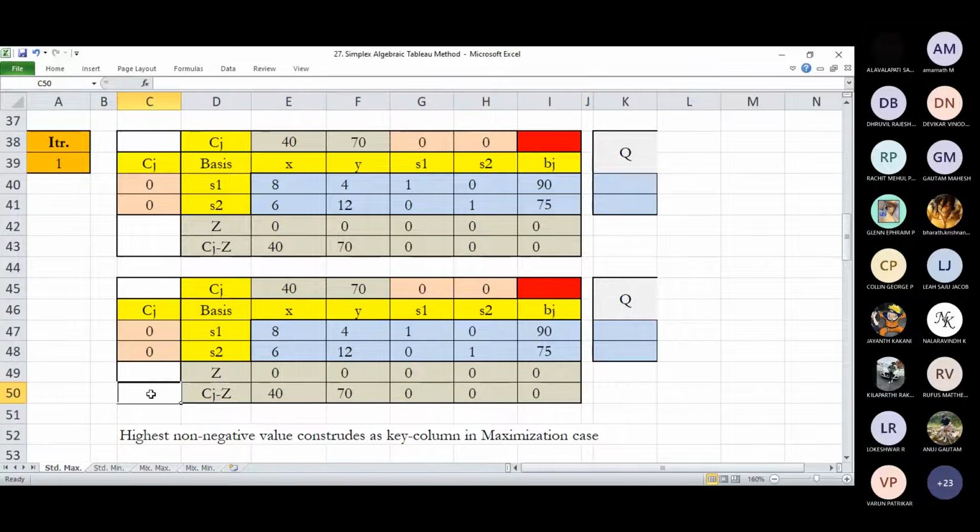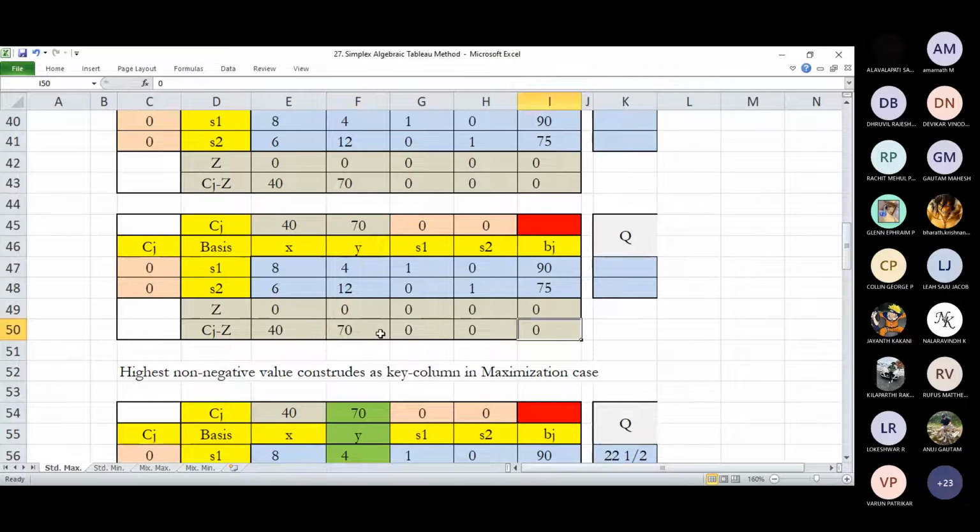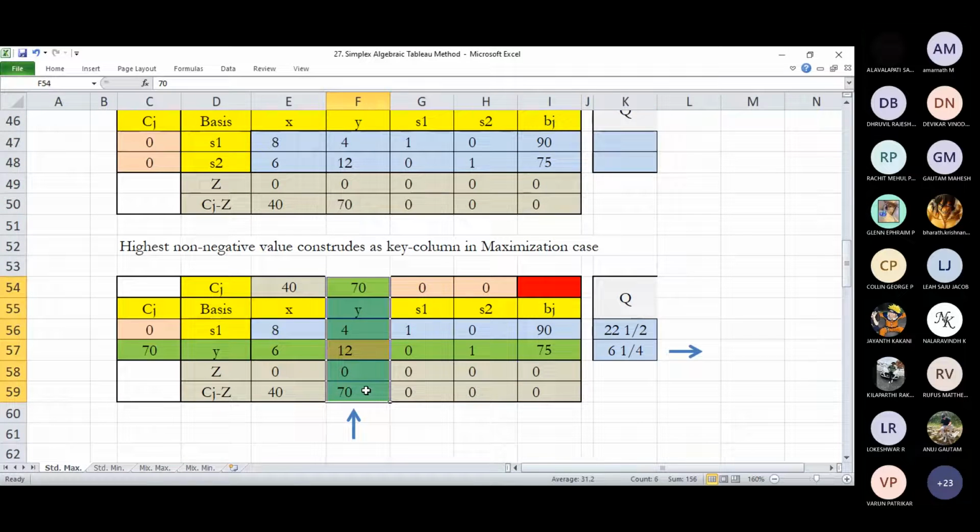In the earlier case, we had the zj row. In that, we need to find the highest non-negative value, constituting the key column for a maximization case. In this case, out of 40, 70, 0, 0, 0, the highest value is 70. So this will be our key column. Once you find the key column, Bj, which is the right hand side coefficient, is divided by the corresponding element in the key column, and that becomes the quotient or minimum ratio.